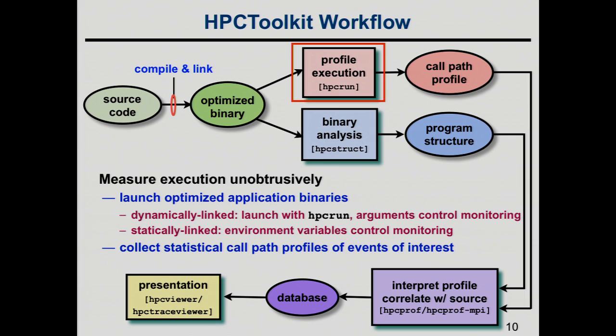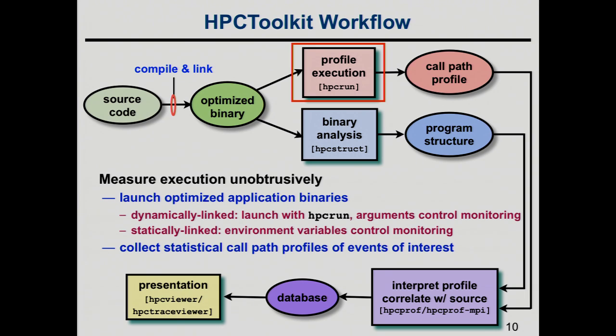The next step is you profile your execution, so you launch your application binaries. With dynamically linked executables on a cluster, you'd launch things with this HPCRun script, which will set a bunch of environment variables and then start profiling. With a statically linked executable on the BlueGene/Q systems, you use environment variables to control the monitoring. Specifically, you'll set what kinds of events you want to monitor and the periods you want to monitor, and then you run the application as normal after setting these environment variables. This enables you to collect statistical call path profiles of interest.